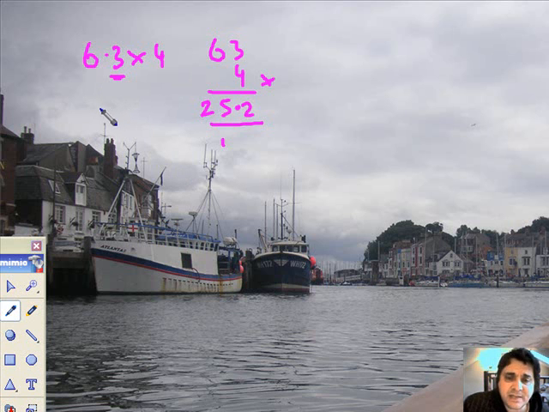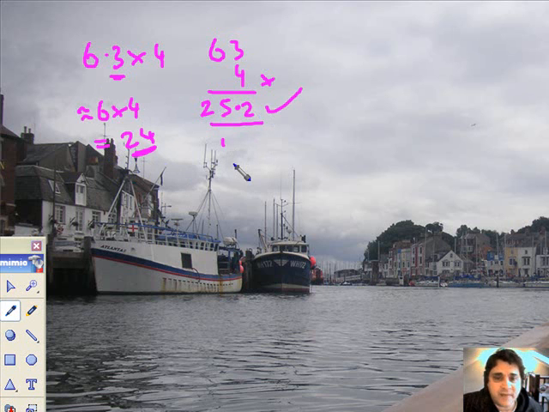Or you can do it by estimating. That's going to be roughly 6 times 4, so you're looking for an answer around 24 as opposed to 240 or 2.4 or 0.24, and so 25.2 is probably the correct answer and is in fact the correct answer.